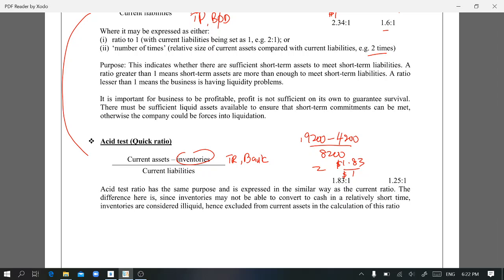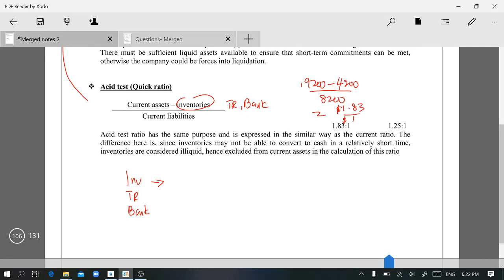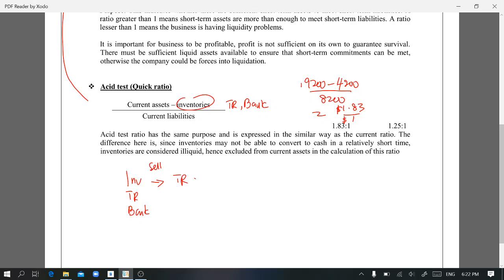Okay, so these are liquid assets. So why do we want to take out inventory? You see, inventory, trade receivable and bank, how fast can they convert into cash? Inventory, you still have to sell it to get your trade receivable. Your receivable will then wait and wait before they pay you cash, so this will take some time. Trade receivables are straight away cash. Bank immediately becomes cash. So inventory is not so liquid, so we take it out. We want very liquid assets.